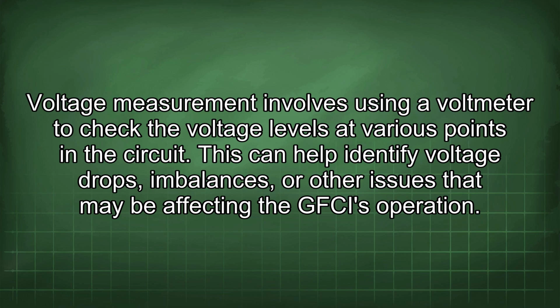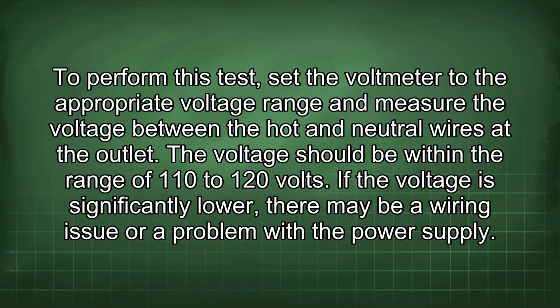Voltage measurement involves using a voltmeter to check the voltage levels of various points in the circuit. This can help identify voltage drops, imbalances, or other issues that may be affecting the GFCI's operation. To perform this test, set the voltmeter to the appropriate voltage range and measure the voltage between the hot and neutral wires at the outlet. The voltage should be within the range of 110 to 120 volts. If the voltage is significantly lower, there may be a wiring issue or a problem with the power supply.